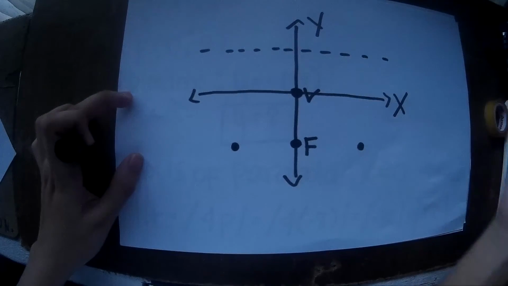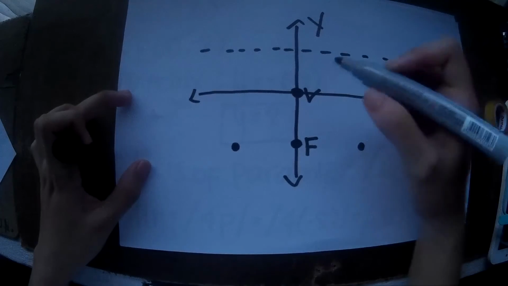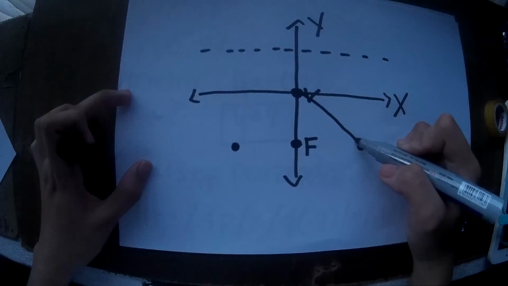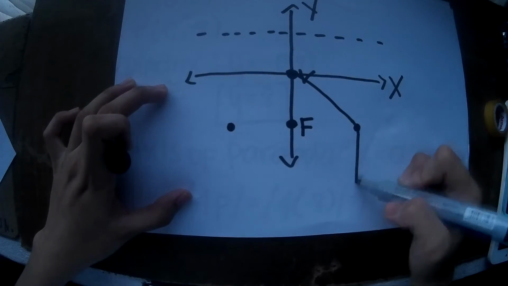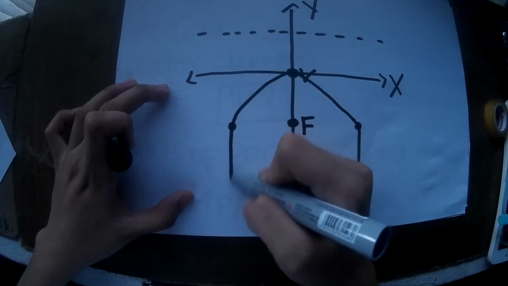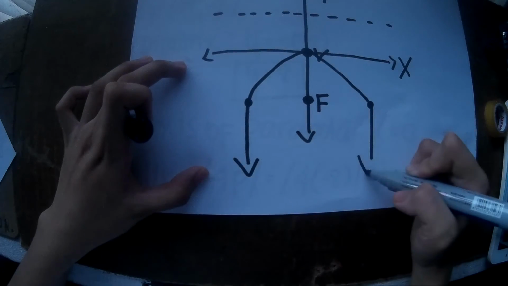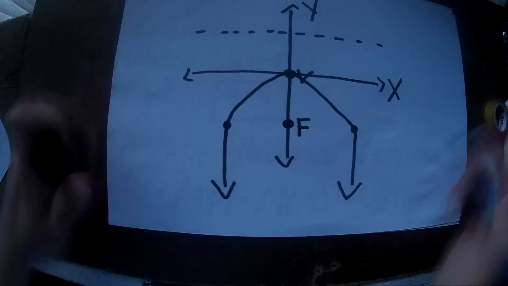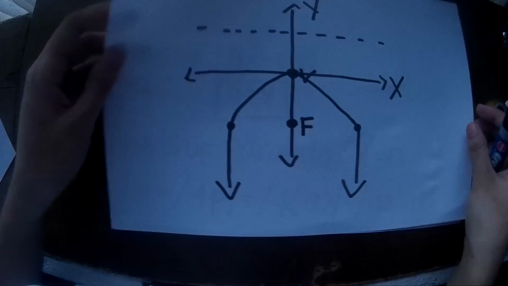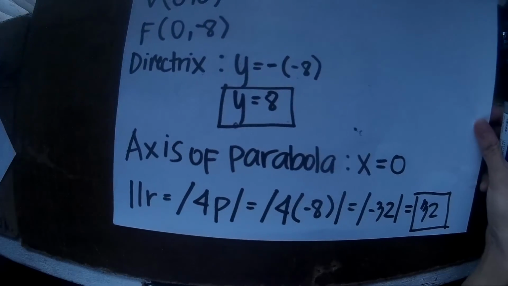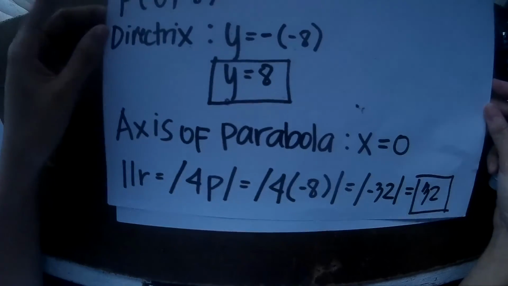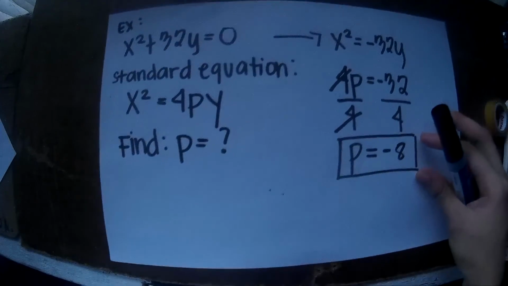I am just approximating our distance. So it's connected, so it's going to be here, and here. So this is now what our parabola is. So we are done sketching the graph, and we are done finding our properties, and this is our solution.